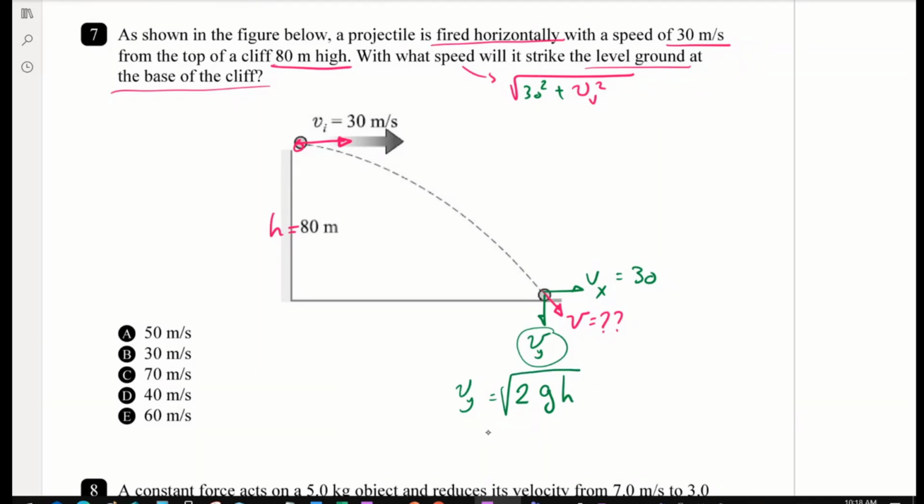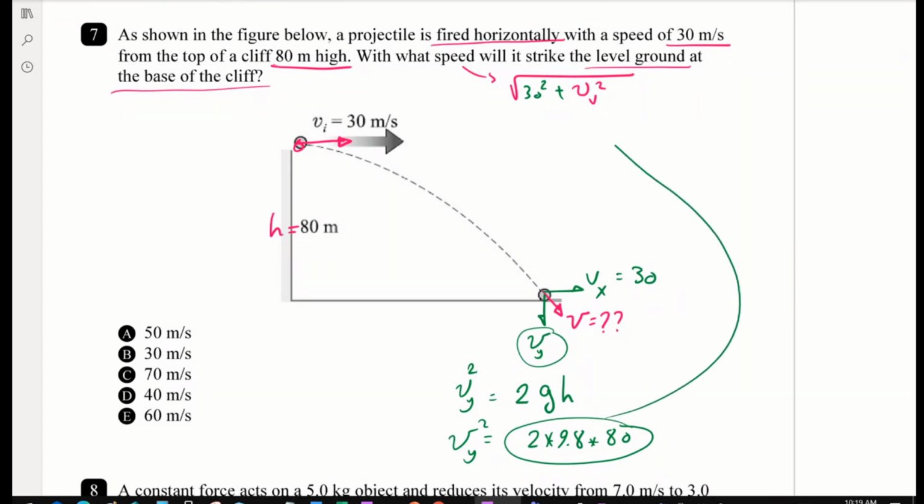Okay, I think you remember that. So it's 2 times 9.8 times the height, which is 80 meters. And by the way, it's better to keep it Vy squared. Why? Because we don't need the vertical speed, we need the total speed. Yes, so we need it squared because we will use the Pythagoras theorem. So we don't need to take the root and then square it again.